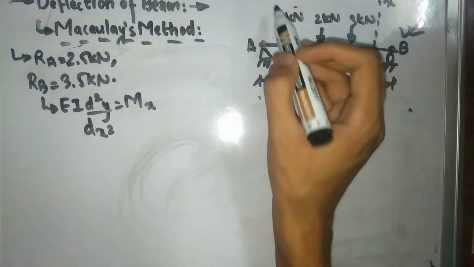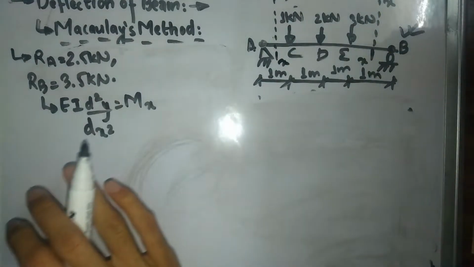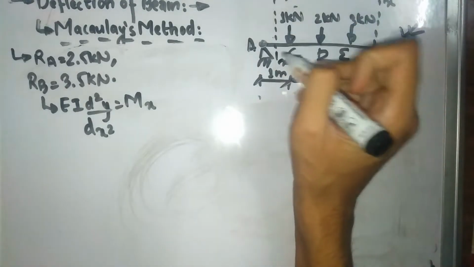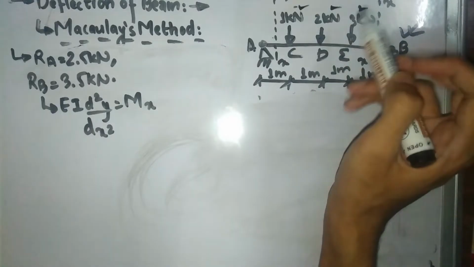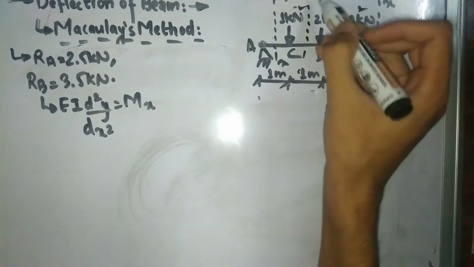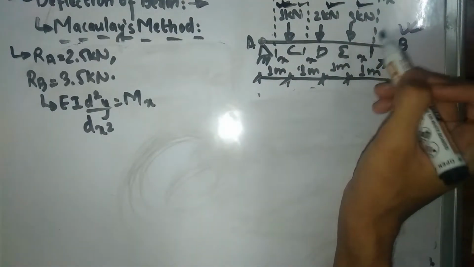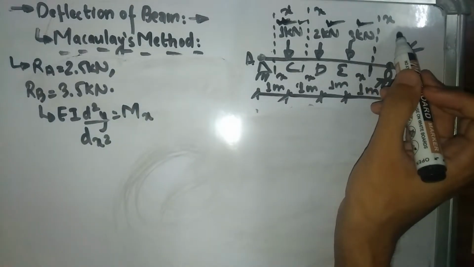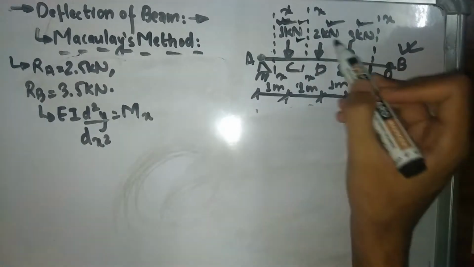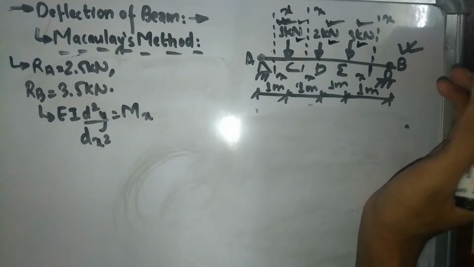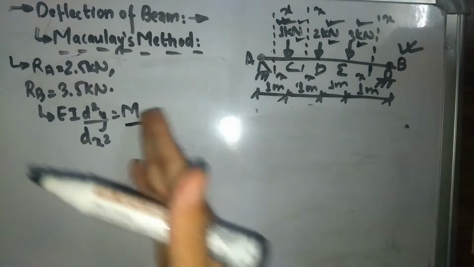As you can see here, if I took my section xx over here between A and C, all these forces 1 kilonewton, 2 kilonewton and 3 kilonewton are not going to be included. And if I took my section over here, let's say between C and D, then 1 kilonewton is going to be included, but 2 kilonewton and 3 kilonewton are again going to be excluded. So right now I'm taking my section between E and B. In this way, I have included all my forces 1 kilonewton, 2 kilonewton and 3 kilonewton. First and foremost, we're going to take a section xx, and we're going to calculate the moment about it.